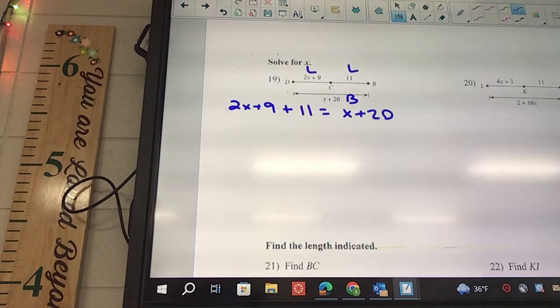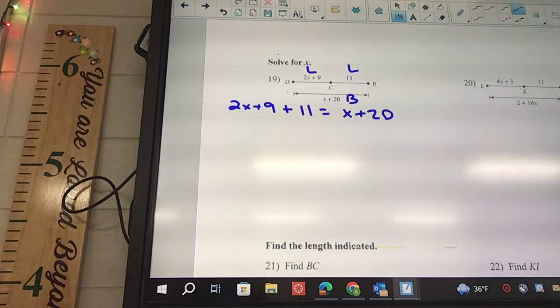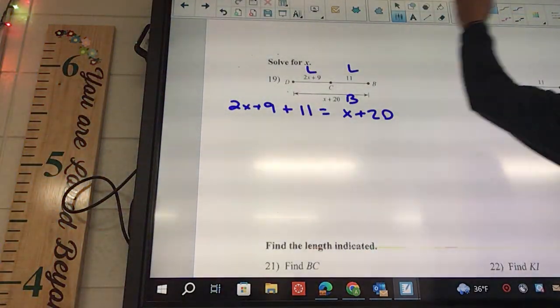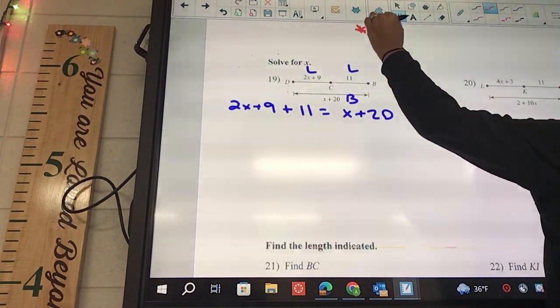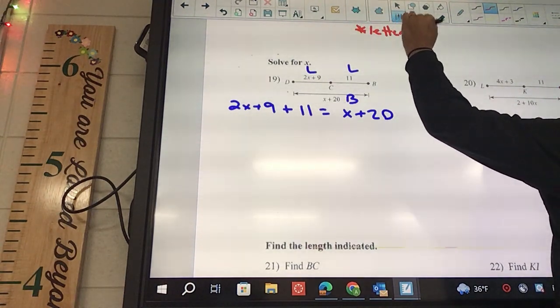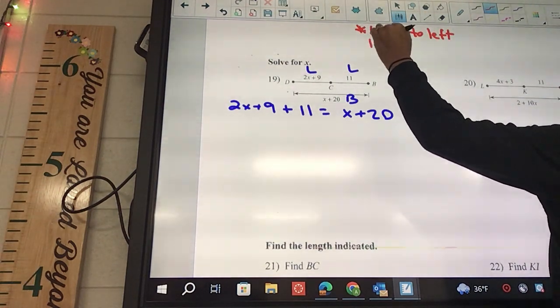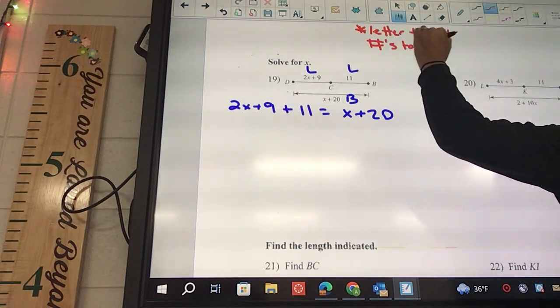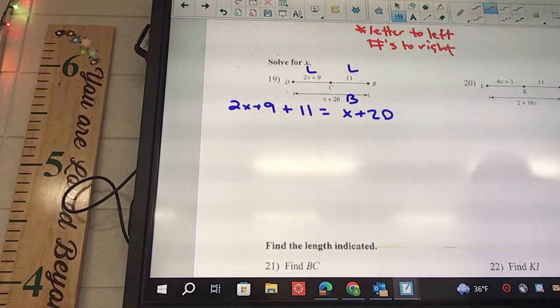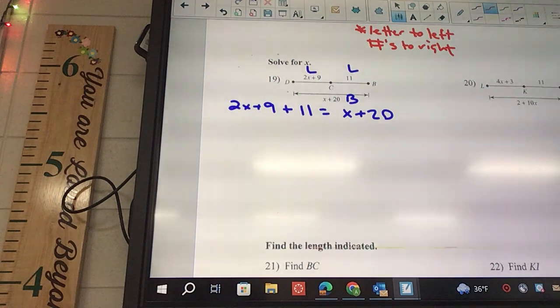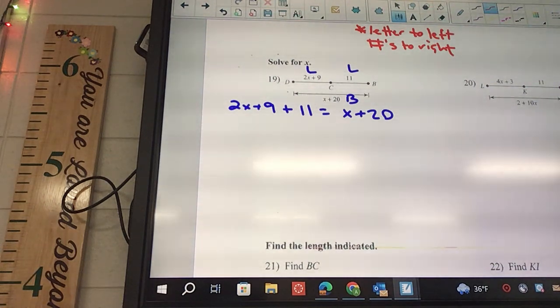Okay, so if we're looking at this, what can we put together? What needs done? Letters. Letters to the left or to the right. One note that I would make is letters to the left, numbers to the right, okay? However, you wanna have 2 pieces on one side and 2 pieces on the other side first. So our very first step is gonna be to combine that 9 and that 11 together.